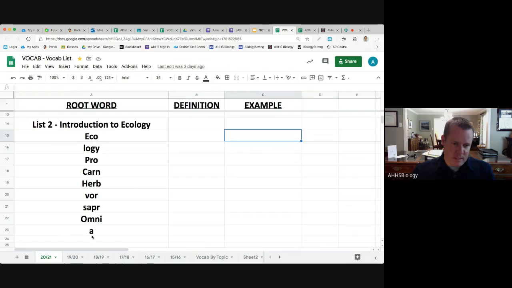So I'm going to leave those there. By the way, these do show up on quizzes. The understanding of root words show up on quizzes. So if you want some help with this, once again, the synchronous time.